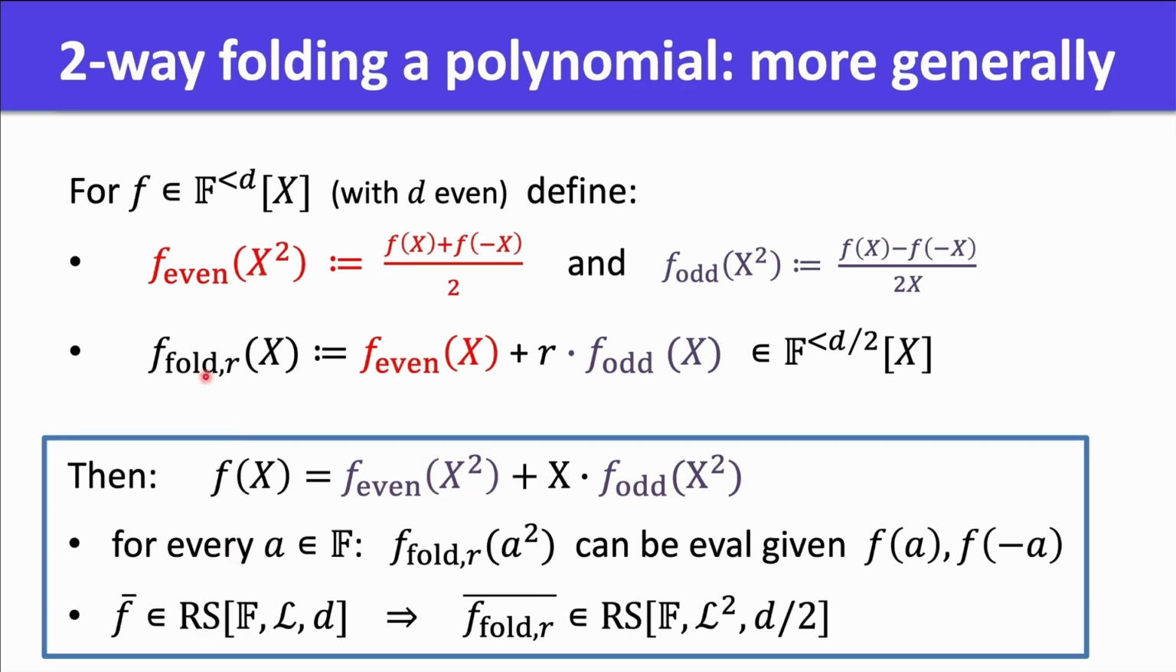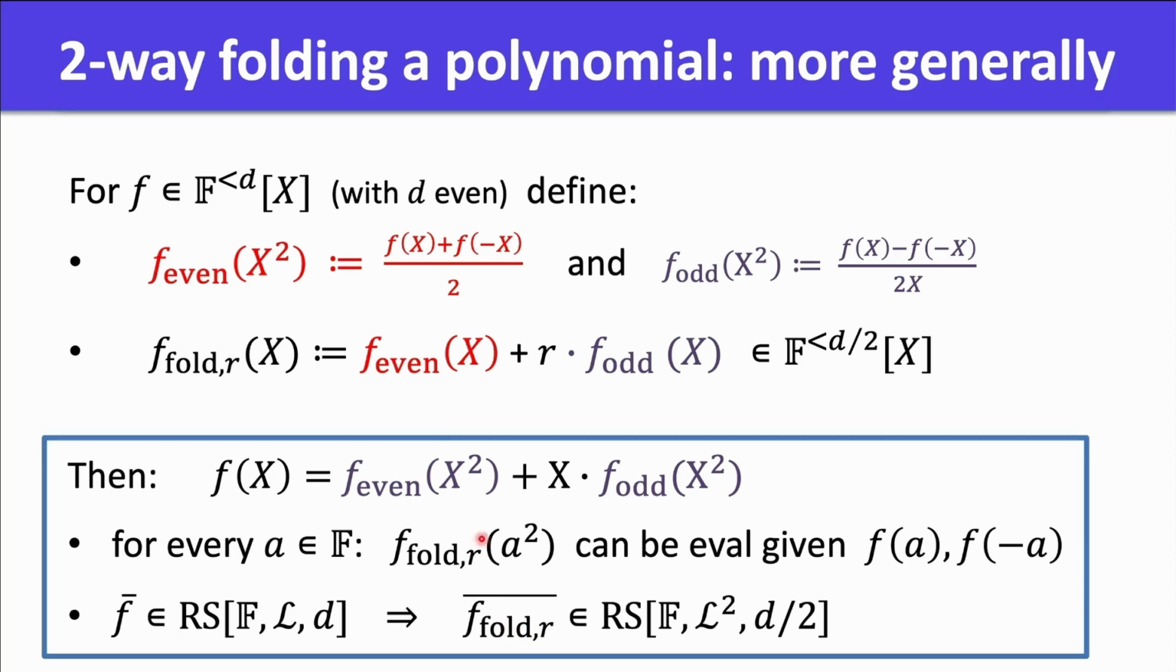In addition, because of the relations on top here, we see that for a given element a in the finite field, if we evaluate f of a and f of minus a, we can evaluate the even and odd polynomials at a squared by simply plugging f of a and f of minus a into these relations. This would allow us to evaluate the folded f at a squared, again, just given the evaluation of f at a and minus a.